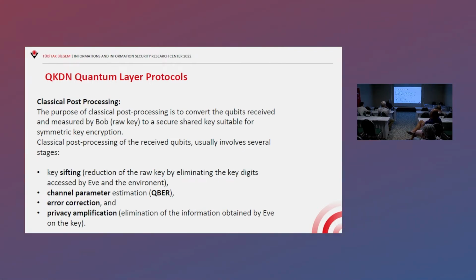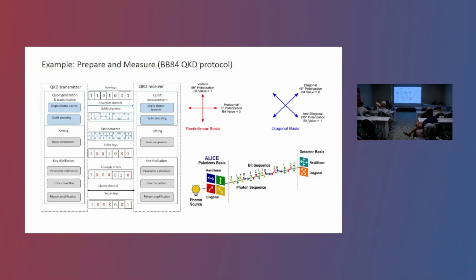In a typical communication system, it's possible to add redundant bits. You have your actual data bit stream, but then you can add a set of redundant bits. So in case of an error in the real data, one could use the redundant bits to correct the possible errors that could occur in the actual data stream. And there is also a fourth element, which we call privacy amplification. This is an information theoretical approach where we eliminate the information that is obtained by Eve on the key. So these 4 steps constitute the classical post-processing part.